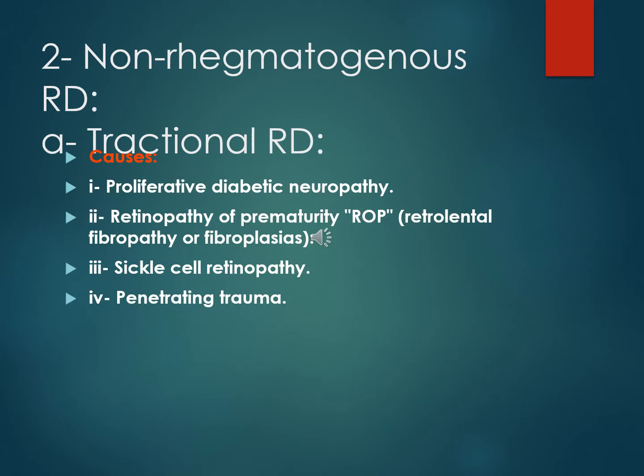The first type of retinal detachment was the result of formation of a full thickness break, the rhegma, so it is called rhegmatogenous detachment. The other type is non-rhegmatogenous detachment, of which one is tractional detachment. That means there is no break, but there is traction on the neurosensory retina that separates it from the retinal pigmented epithelium. This traction results from formation of a fibrovascular membrane that pulls the neurosensory retina away from the retinal pigmented epithelium.